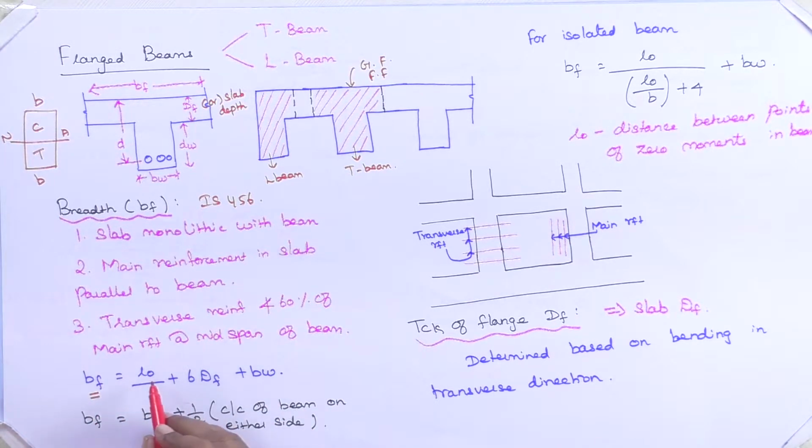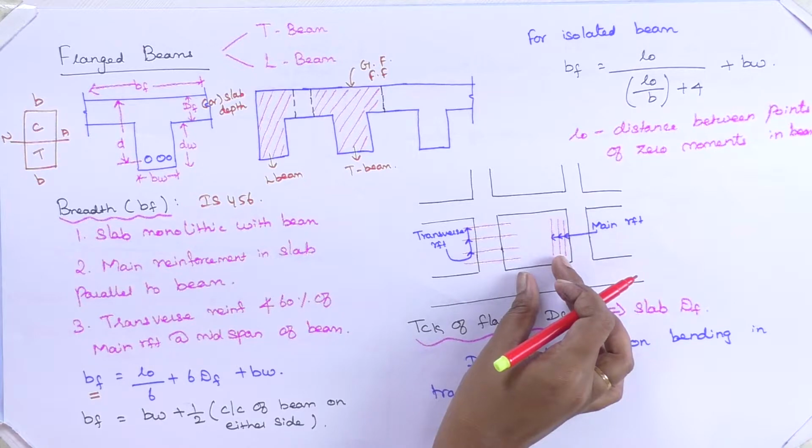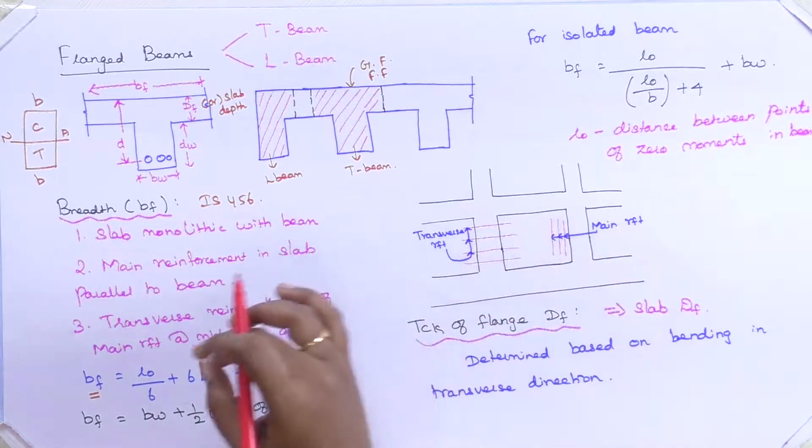B effective is nothing but L0 divided by 6 plus 6 times DF, that is the depth of the flange or your slab thickness, plus BW. Or B effective is equal to BW plus half of the center-to-center distance of beams on either side, depending on your supporting condition. In either case you can take it. Here L0 is nothing but the distance between the points of zero moments in your beam.